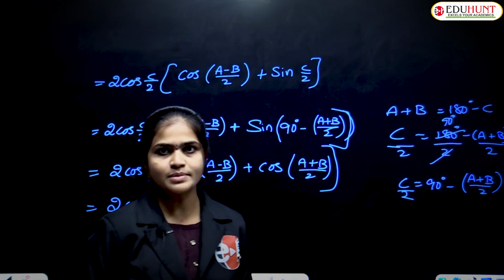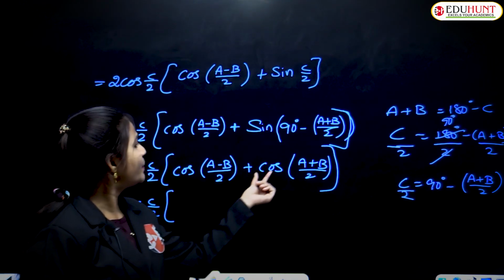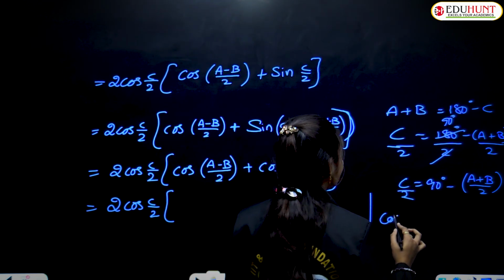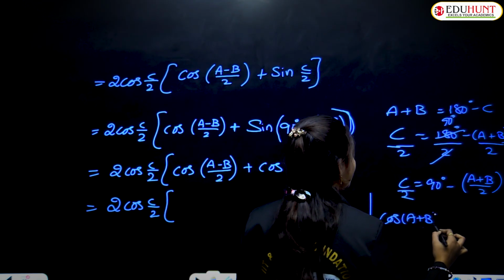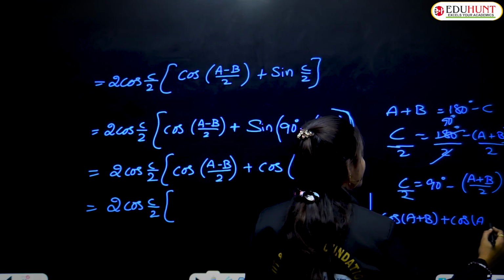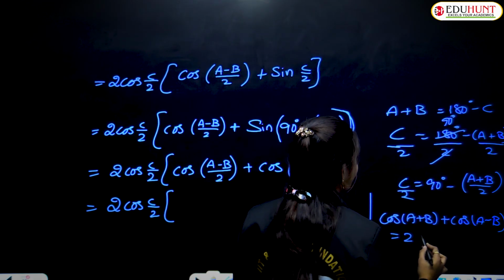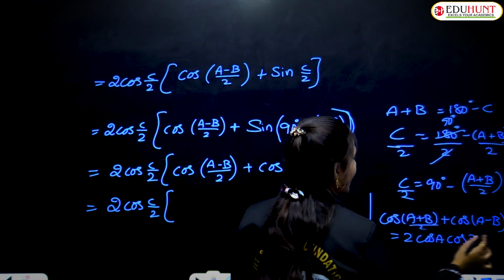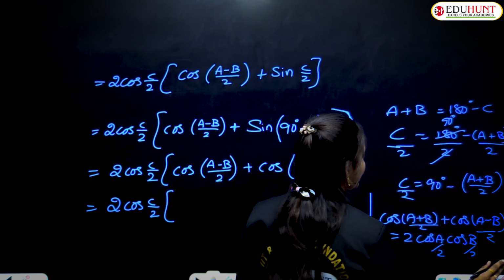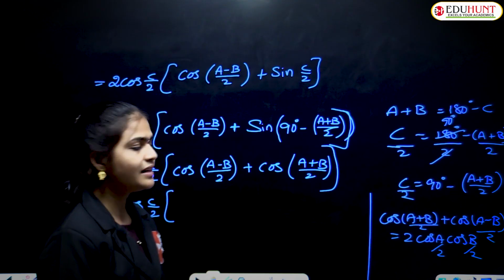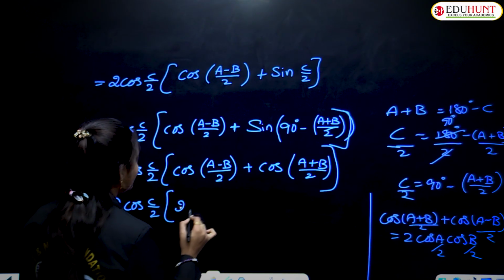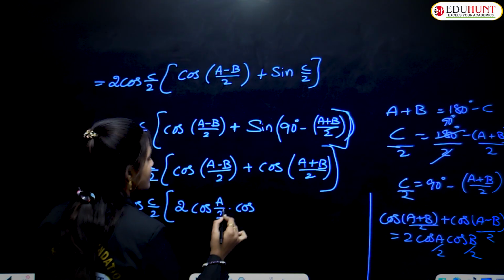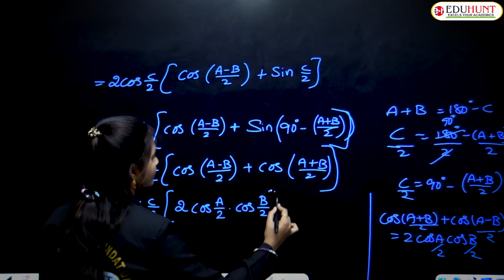So which is equal to 2 cos C by 2 into cos of (A plus B) by 2 plus cos of (A minus B) by 2. So here, cos of A plus B plus cos of A minus B formula, what is that? Which is 2 cos A cos B. Okay, and here by 2 is there, no? So that's why here A by 2, B by 2. Understand? So that formula right here, 2 cos A by 2 cos B by 2.